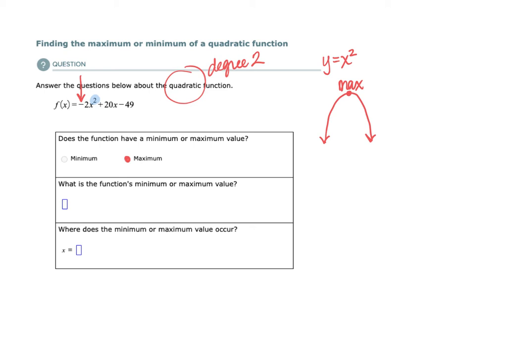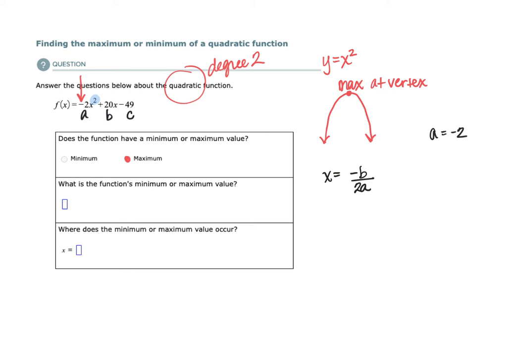The next two parts are asking for the actual maximum value and where the maximum occurs. So remember that this maximum is called the vertex. And when we are trying to find the vertex of a parabola by hand, we can use the vertex formula, which is the opposite of b divided by 2a, or negative b divided by 2a. So we need to go back to our quadratic function and identify a, b, and c. So a is our leading coefficient, which is negative 2.